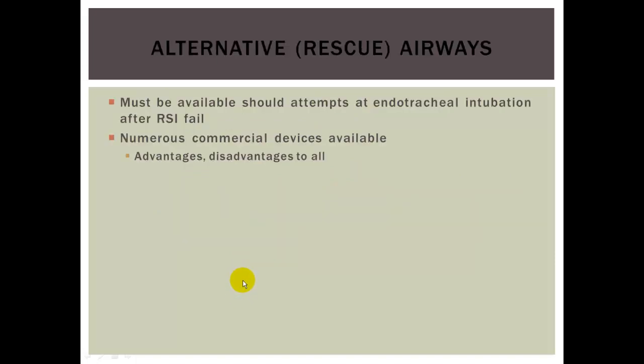We should really consider having an alternative or rescue airway. It must be available should attempts at endotracheal intubation fail after an RSI is initiated. Numerous commercial devices are available, and there are advantages and disadvantages to all of them: Combitube, King Airway, an LMA, the list goes on.